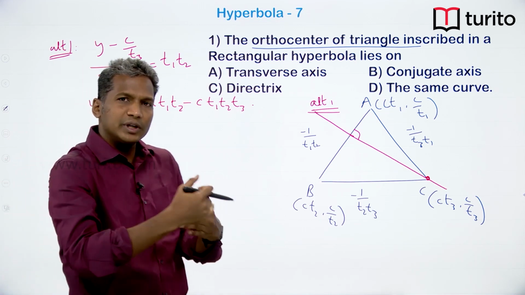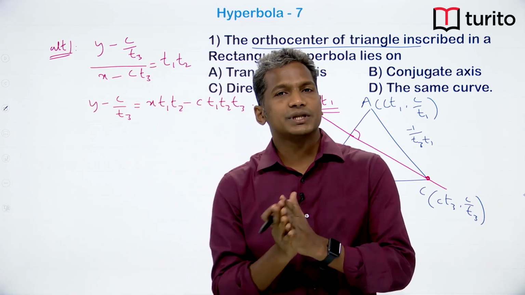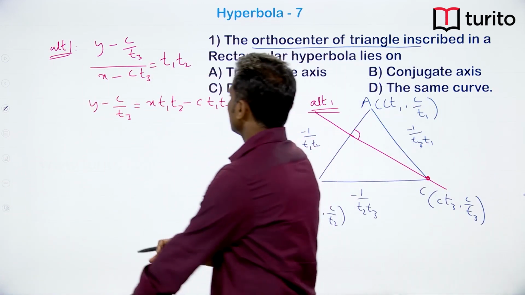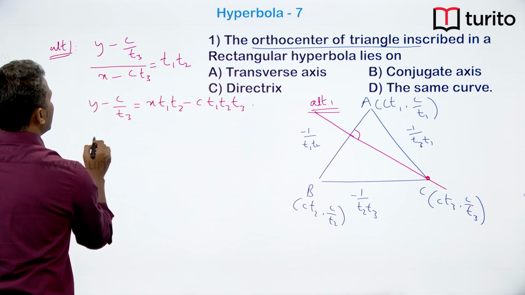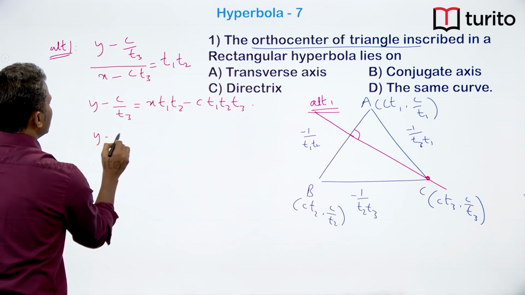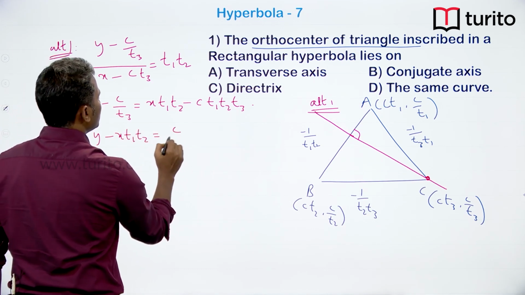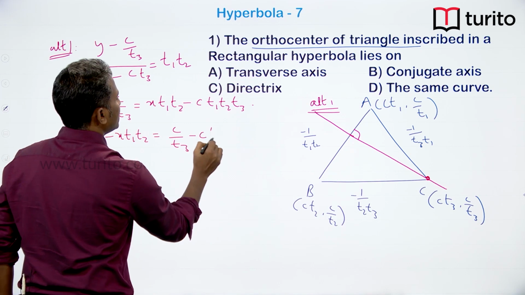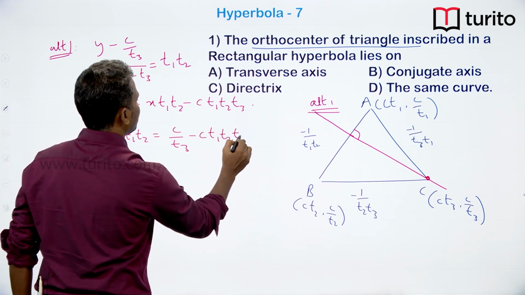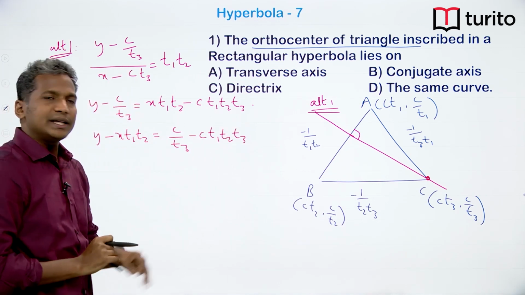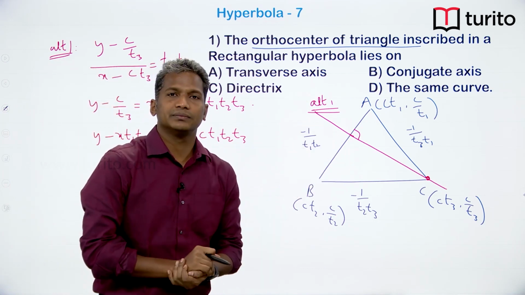Now take all variables to one side and constants to the other side. So what do we get here? We get something like y minus x t1 t2 is equal to c/t3 minus c t1 t2 t3. This is the altitude passing through t3.